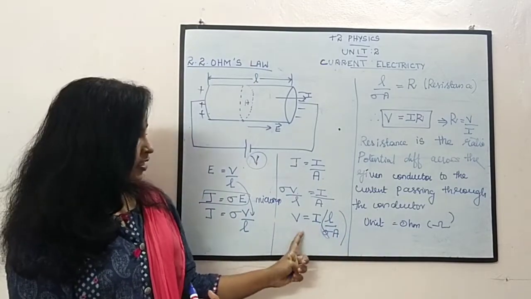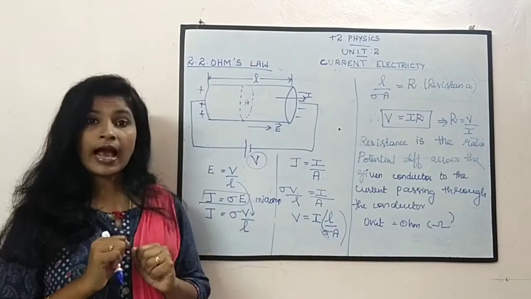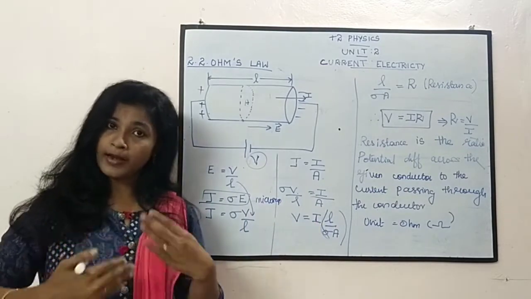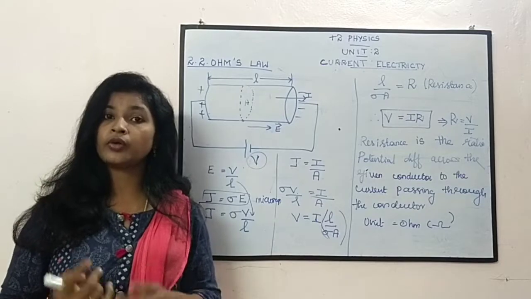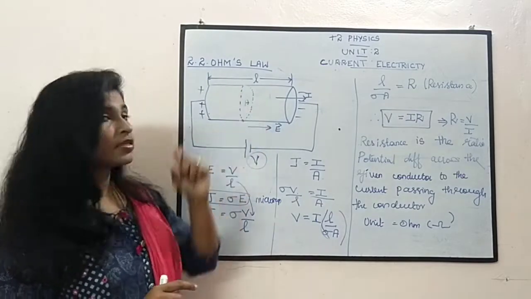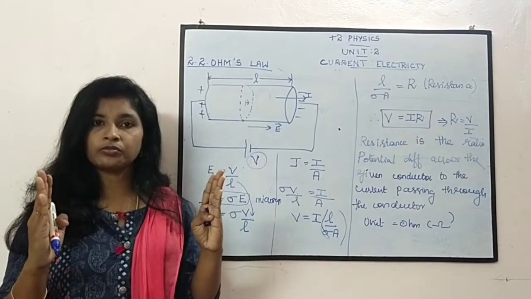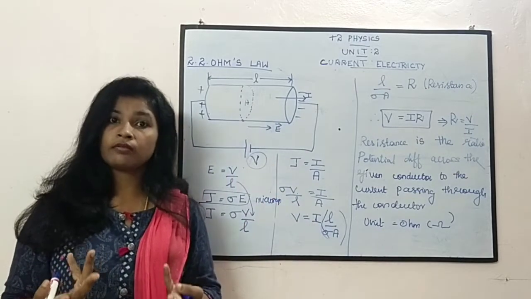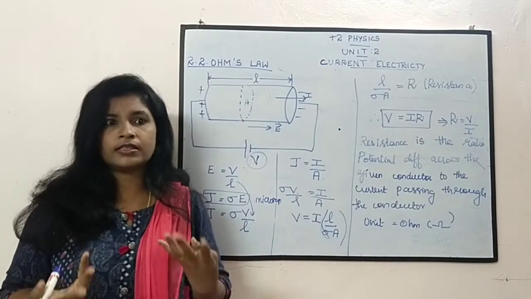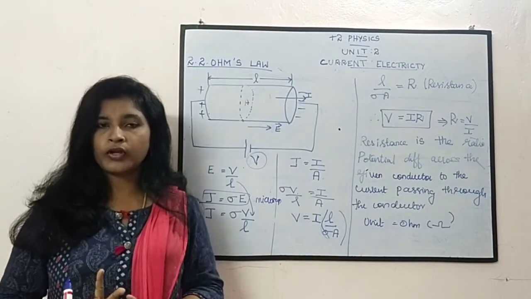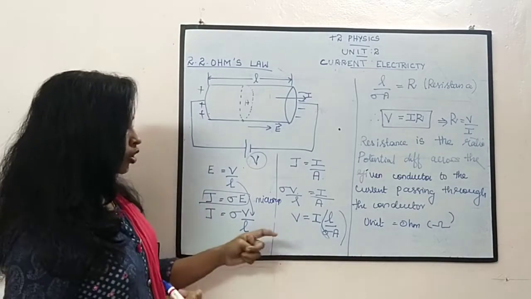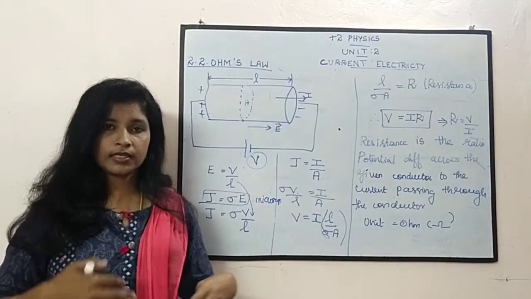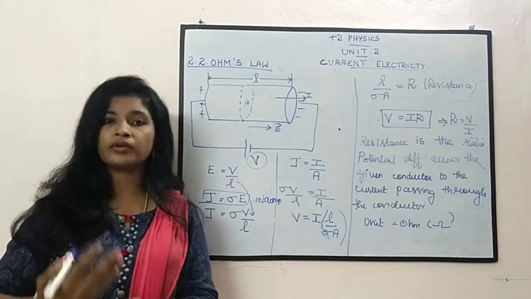That means the length. When will the current and voltage be proportional? As we apply more voltage, the current keeps increasing, when the length is constant. Suppose you are reducing the length, then it may vary. If you reduce the length, your potential varies. So if the length is constant, you will get the same current, that is, the current increases as the voltage increases.